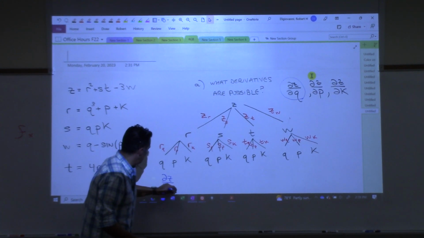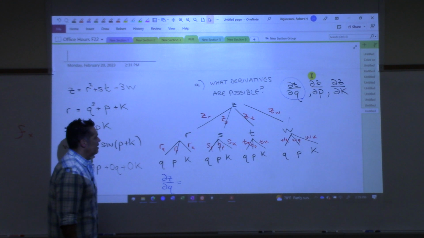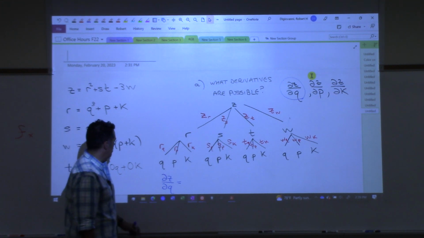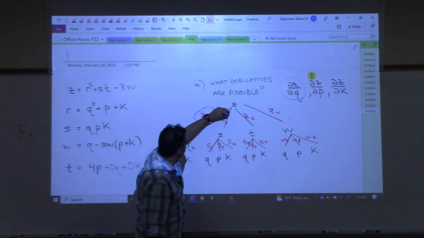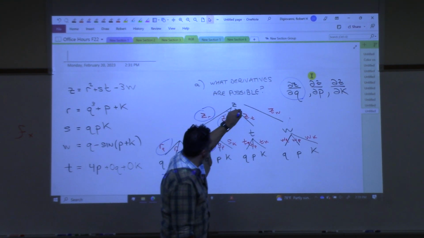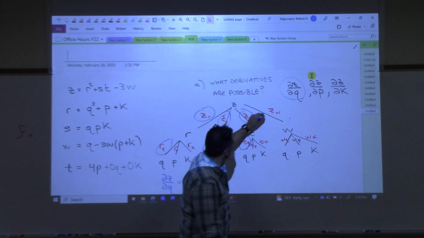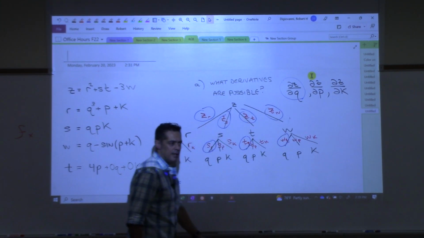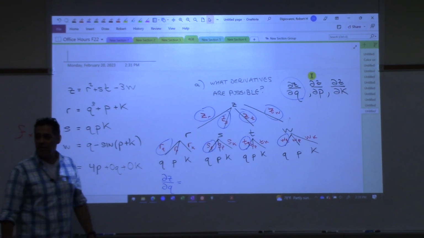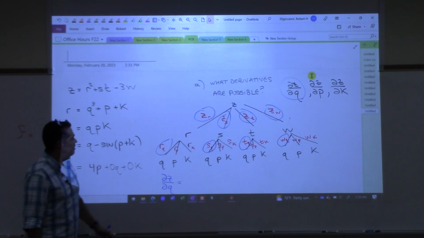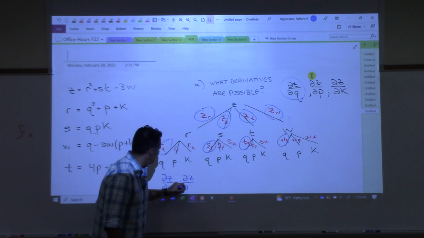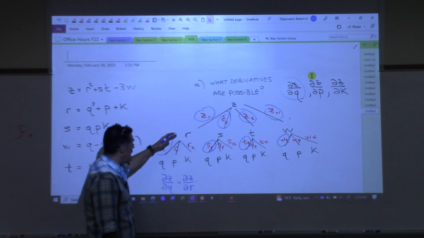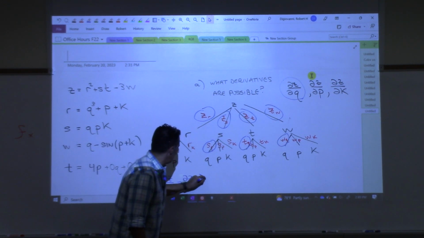With respect to q, right, then I need to go down all the branches that get me down to q. So I need this and this. I need this and this. I need this and that. And this and that, right? So that's 4 branches. 4 branches I have to go down. So let me go down this branch first. It'll be partial z with respect to r times this one, partial r with respect to q.